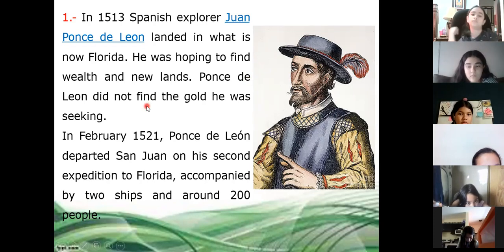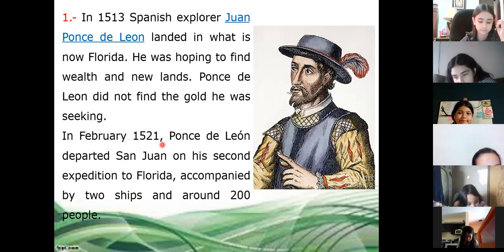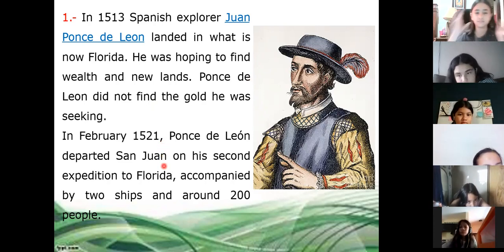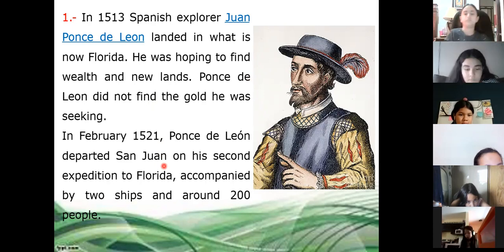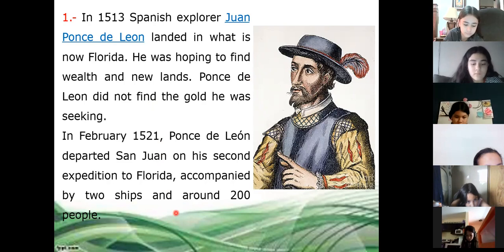Ponce de León did not find the gold he was seeking. In February 1521, Ponce de León departed San Juan on his second expedition to Florida, accompanied by 2 ships and around 200 people.